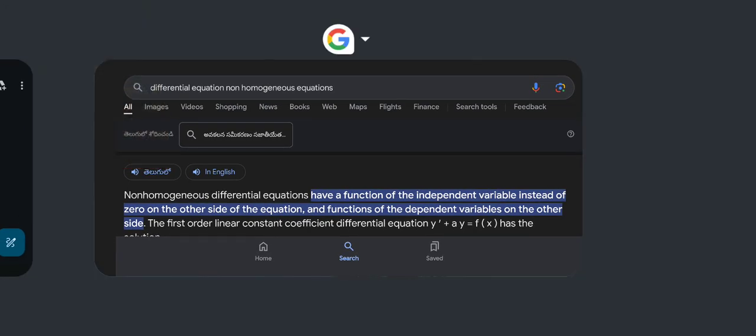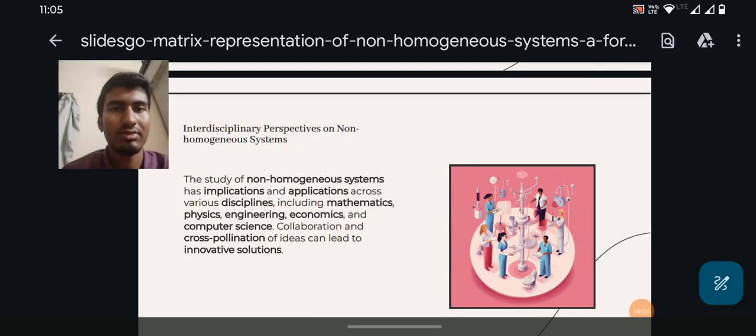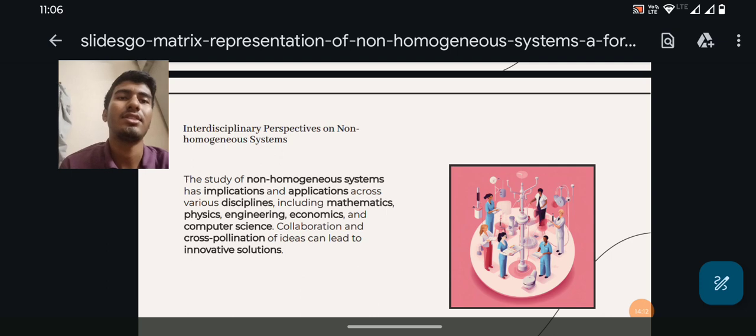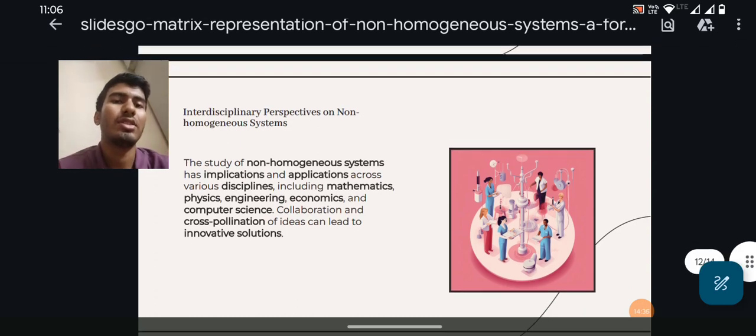And an interdisciplinary perspective on non-homogeneous equations. The study of non-homogeneous systems has implications and applications across various disciplines including mathematics, physics, engineering, and computer science. Collaboration and cross-pollination of ideas can lead to innovative solutions.